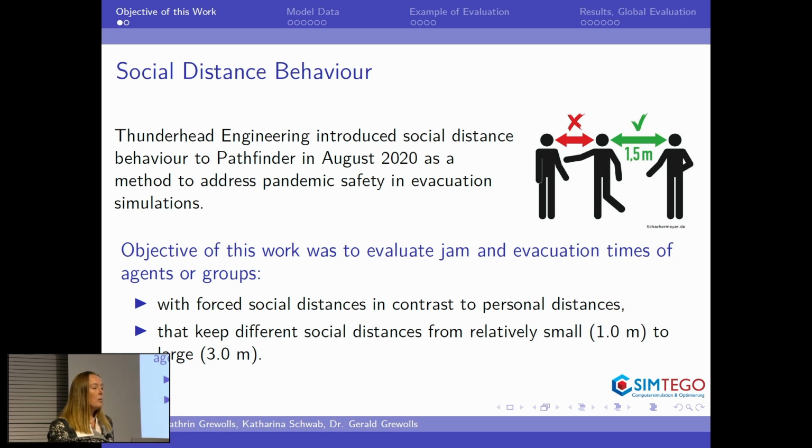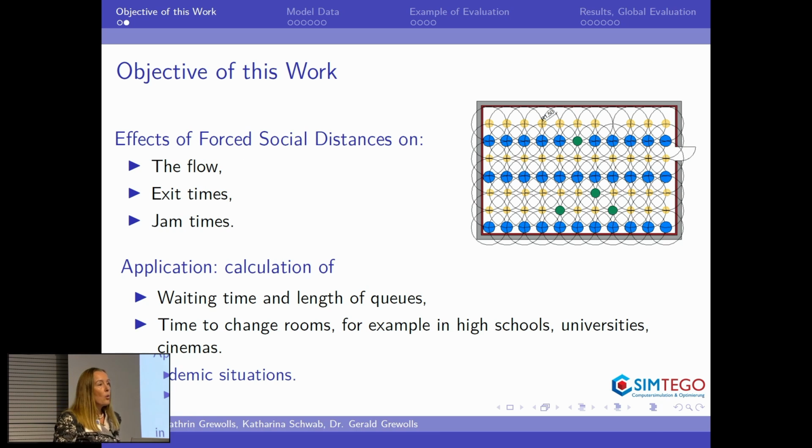So we thought we would like to know more about these forced social distances in contrast to the personal distances, especially with different agents that keep different social distances, from relatively small, 1 meter, to relatively large, say 3 meters. What were the results that we were looking at? It was the effect on the flow and exit times and GEM times. And what could these results be used for? Well, first of all, waiting times and length of queues, but especially what we got asked for later on was changing times, for example in high schools and universities or cinemas in pandemic situations.